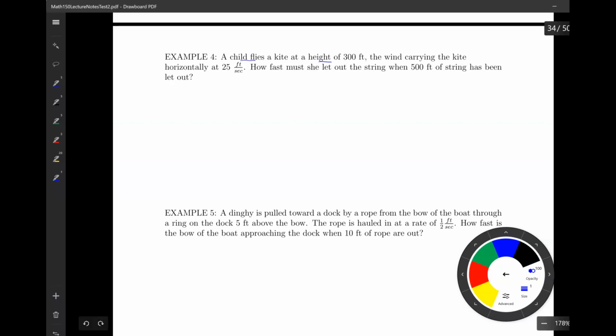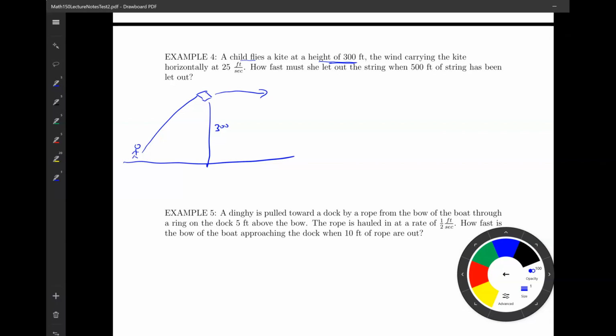A child's flying a kite, and the kite is at 300 feet above the ground. So child, kite. So this is 300 feet. And the wind is carrying the kite horizontally at 25 feet per second. So it's a perfect world, so it's just moving straight this way, and that looks like a rate that's given. So how about we give that the letter x, and we say dx over dt is 25.